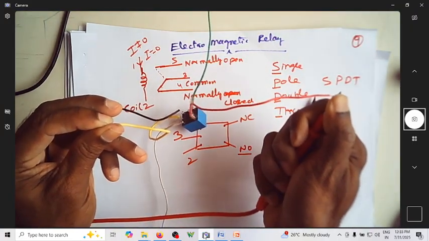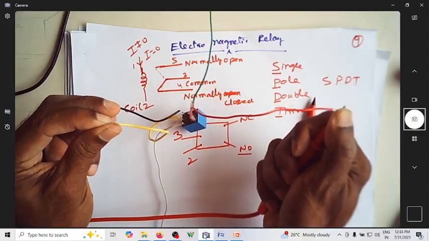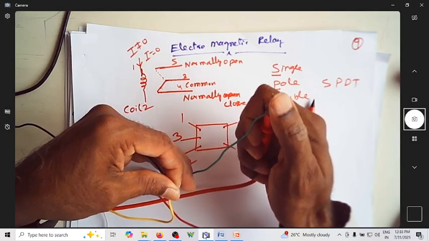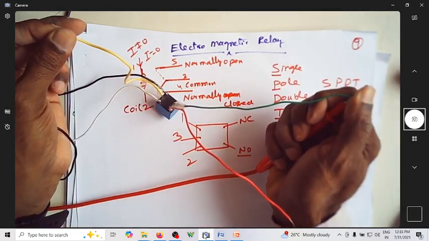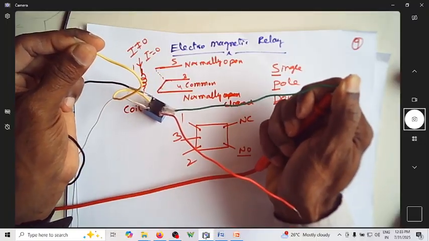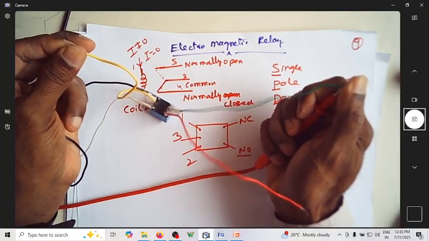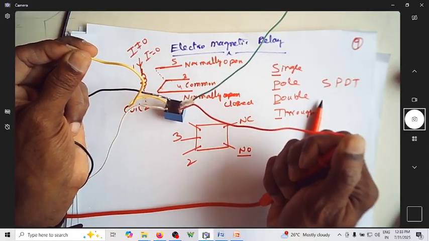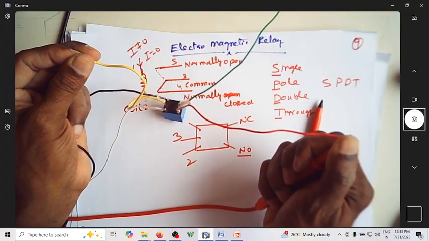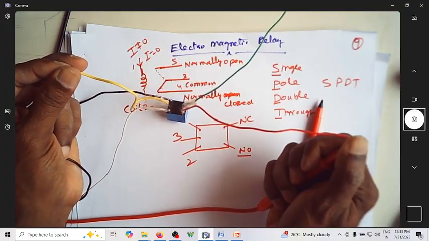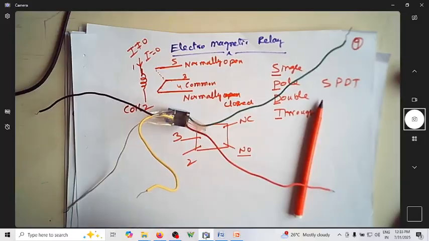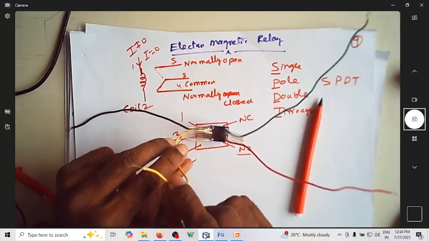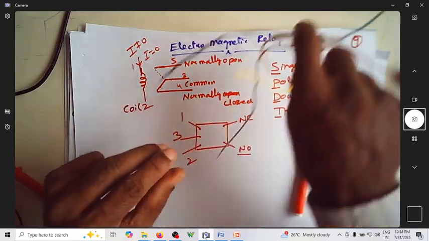So this is the red one. Red terminal is now called normally closed, whereas if you can see, this is now open. You can see there is no connection between this yellow and the green one. So this is normally open, whereas this is normally closed. Can you see now you are getting a buzzer sound? So buzzer sound means it's a zero resistance. So these two are connected. So that's how we can identify normally open and normally closed with respect to common.